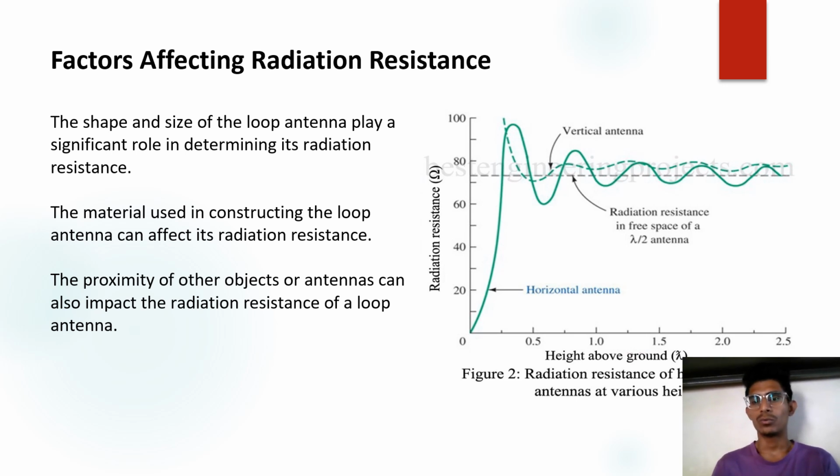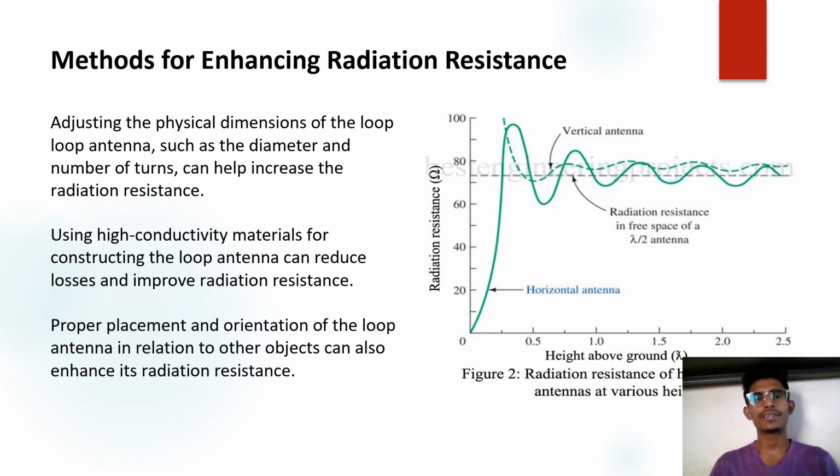We can observe the graph of vertical antenna and radiation resistance in free space, where lambda by 2 is off. It's a small loop antenna. Then coming towards the methods for enhancing radiation resistance. Adjusting the physical dimensions of the loop antenna, such as diameter and number of turns, can help increase the radiation resistance. Using high conductivity material for constructing the loop antenna can reduce the losses and improve radiation resistance.